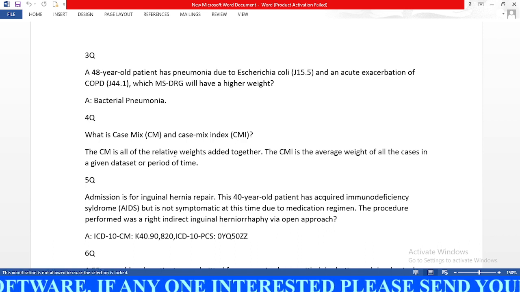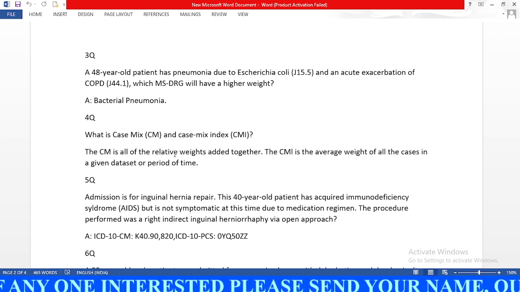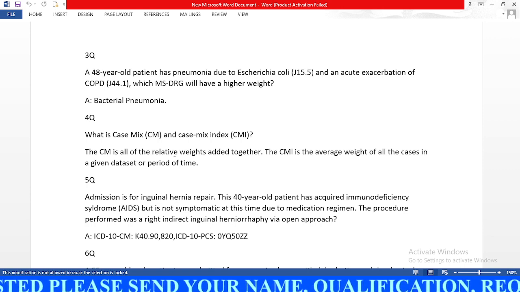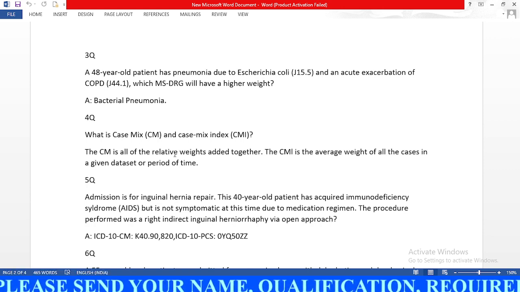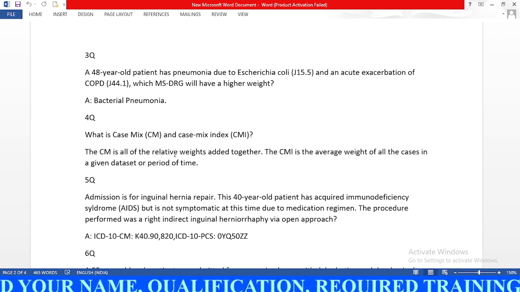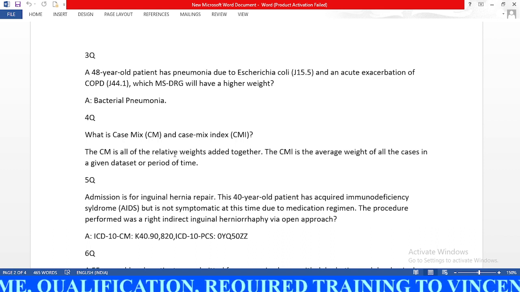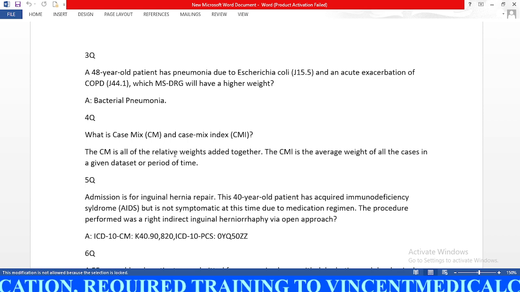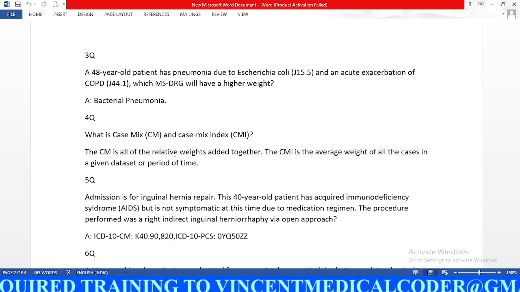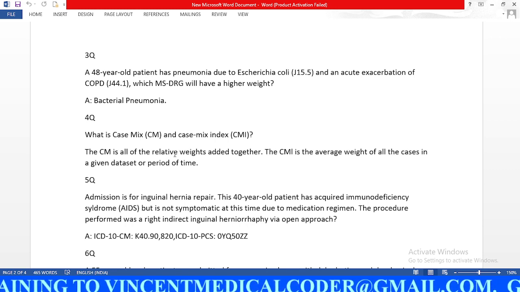Guys, if you want to know the MS-DRGs, you need to check the CMS website in order to find MS-DRG weights. Here, Escherichia coli pneumonia has a weight of 1.3909, whereas COPD with exacerbation has a weight of 1.1743. So, because of that reason, as bacterial pneumonia has the higher MS-DRG weight, we need to code bacterial pneumonia as PDX.